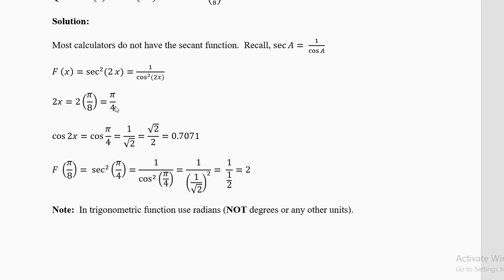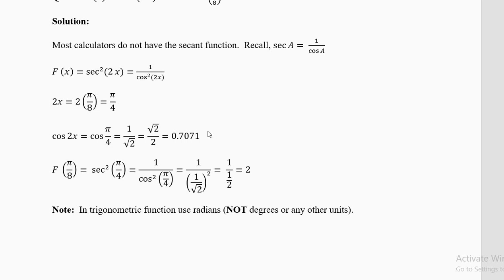We have to use radians, and cos 2x equals cos of pi by 4. The exact answer is 1 over square root of 2, equal to square root of 2 over 2 after rationalization of the denominator. If you use decimal expansion, you'll get 0.7071.